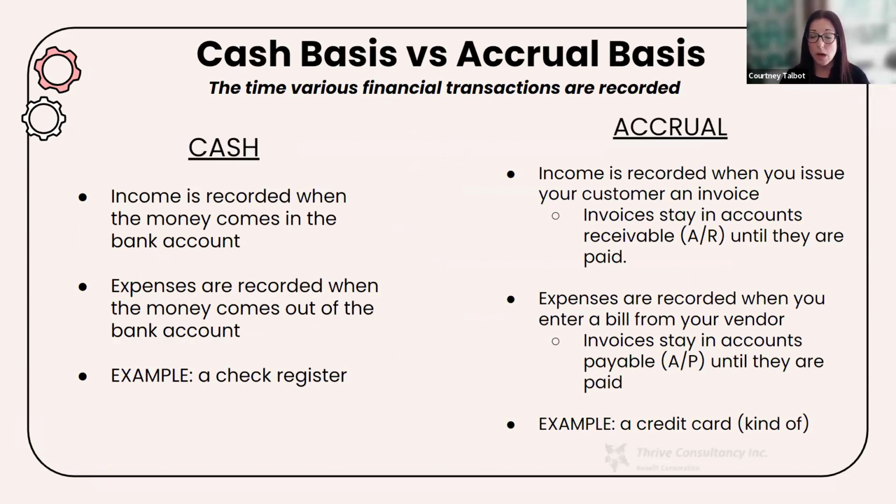In a cash basis, income is recorded when that money is actually coming into that bank account. Or conversely, expenses are recorded when the money is coming out of the bank account. That's the only time you're recognizing something, when money is coming in or money is going out. An example for this would be a check register. You're only writing in that check register when you pay something or when you receive something.